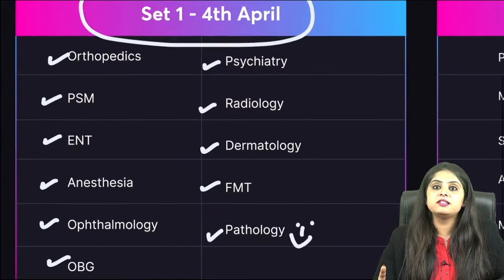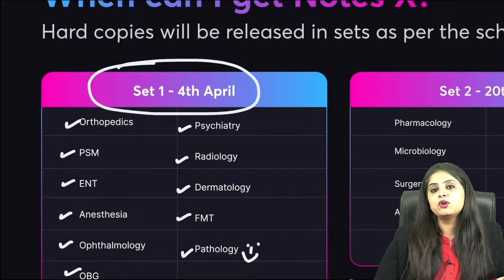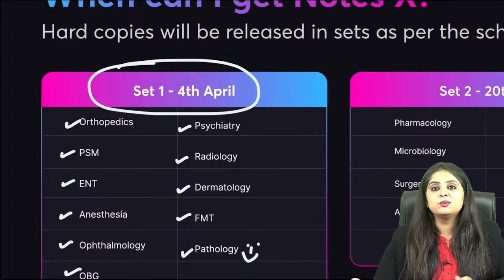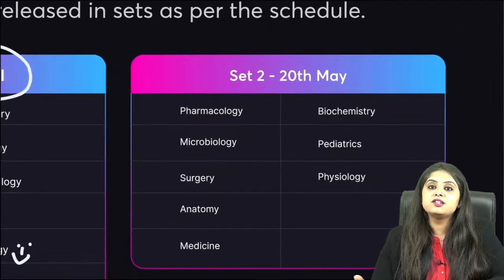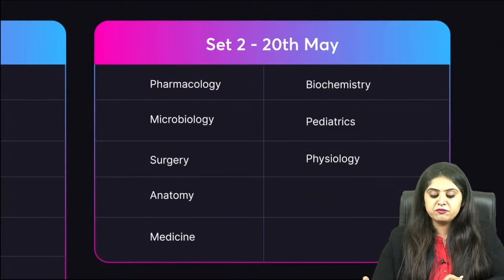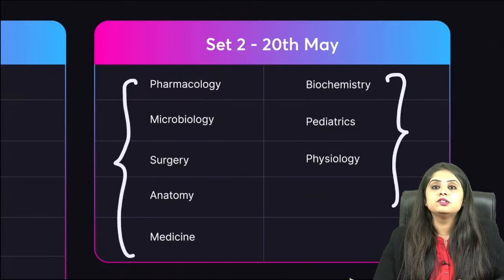Then the second set that shall follow is, of course, don't fall into that FOMO that I've not got all my 19 books, because trust me, you're not reading it in 1 month. No one's been able to do that, not even for rapid revision, forget main videos. So set 2 is getting dispatched on 20th of May, and all the remaining subjects shall follow thereafter. So this is how it is.